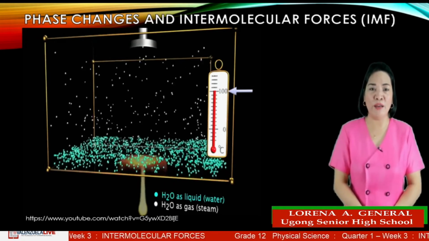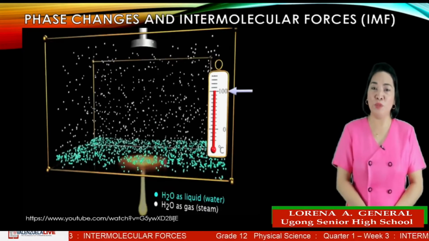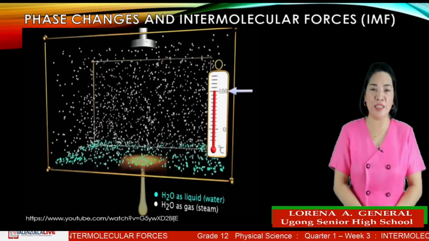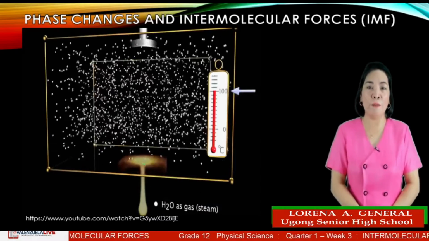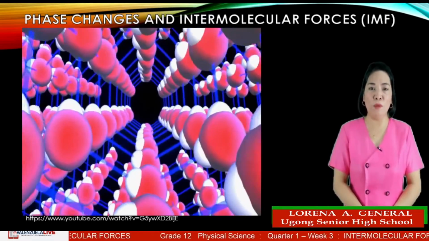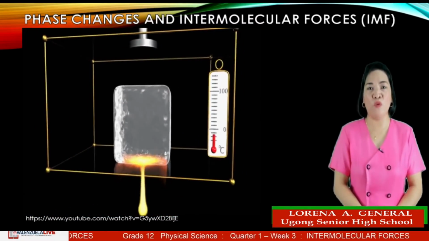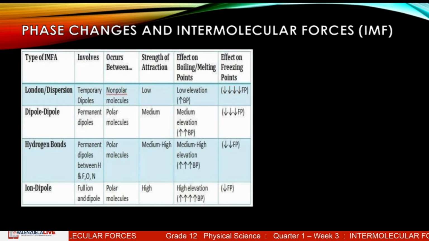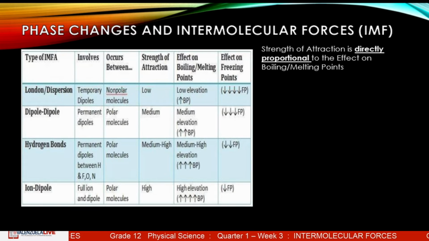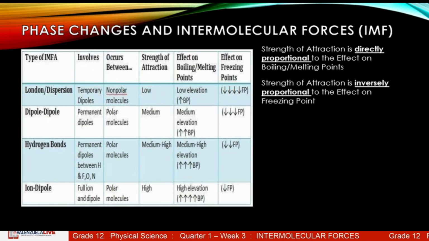On a molecular level, the intermolecular forces between the water molecules are decreasing when considering phase changes. The closer molecules are to one another, the stronger the intermolecular forces. Based on the table, it simply suggests that the strength of attraction is directly proportional to the effect on boiling and melting points, while the strength of attraction is inversely proportional to the effect on freezing point.